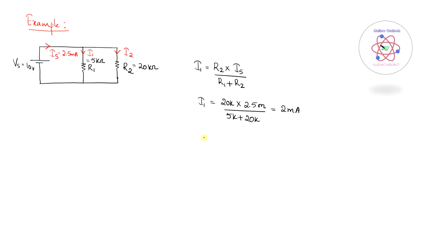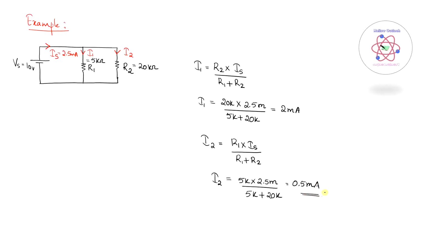Similarly, I can compute the value of the current I2 to be equal to the resistance in the opposite branch, that is R1, multiplied with the source current Is divided by R1 plus R2. So I2 will be equal to 5 kilo multiplied with 2.5 milli divided by 5 kilo plus 20 kilo, that is equal to 0.5 milliamps.